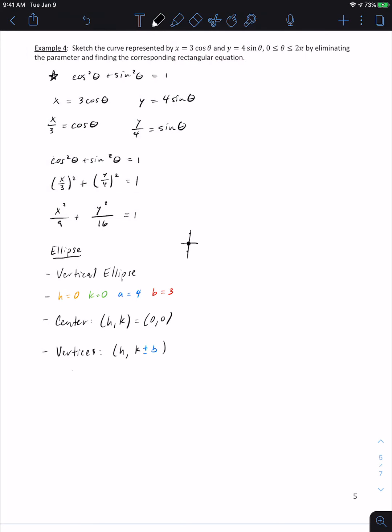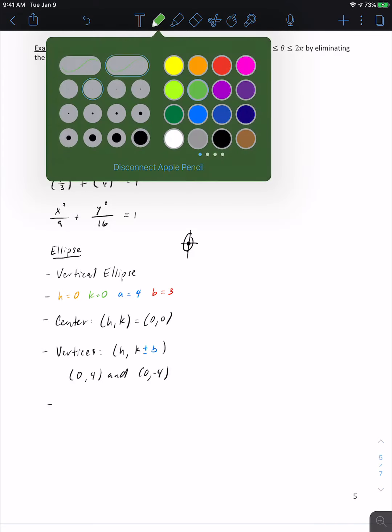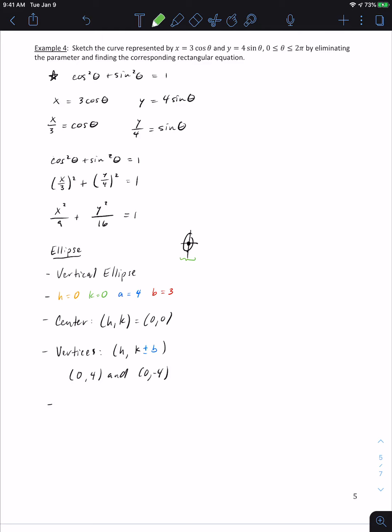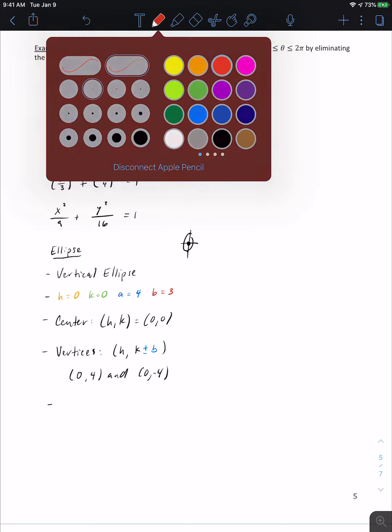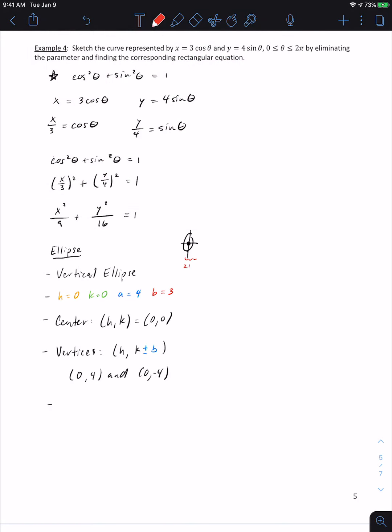Right, so in this case, my vertices are (0, 4) and (0, -4), right? And in order to get how far wide I go, remember that if I were going to draw this width right here, it is 2b, right? So I should draw that in red. The width of this is 2b.